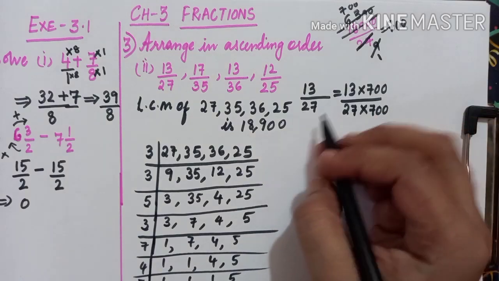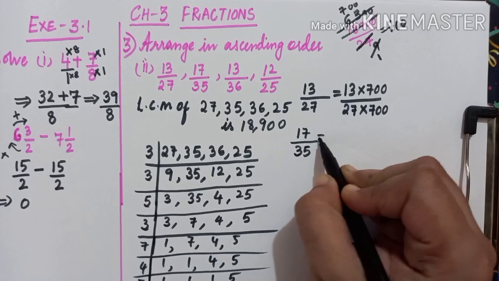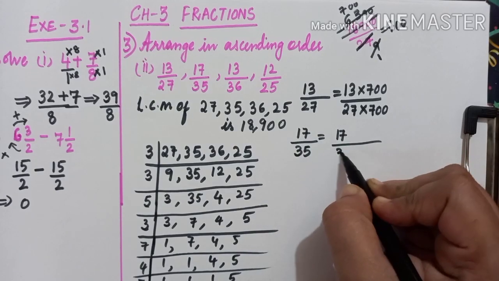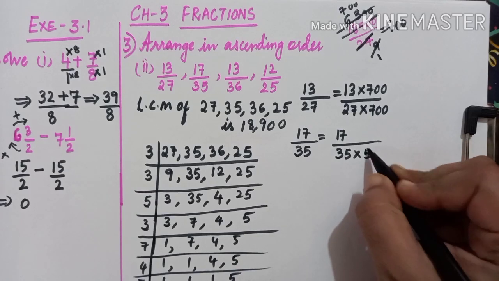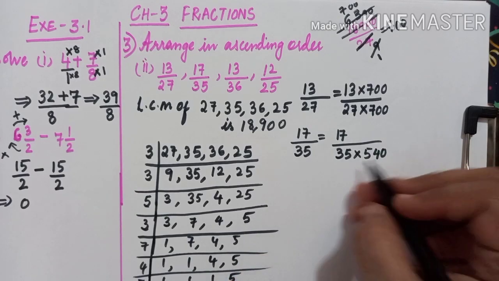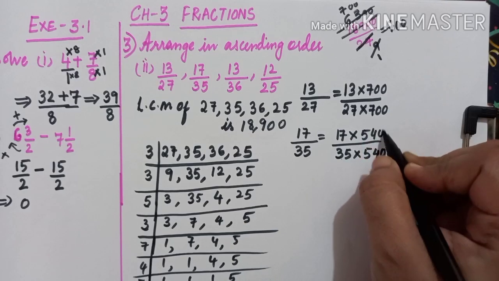Now the next fraction is 17 by 35. So for 17 by 35, 35 into what will give you 18,900? I've just calculated that here, it is nothing but 540. So 35 into 540 and 17 into 540, the same thing we are doing.